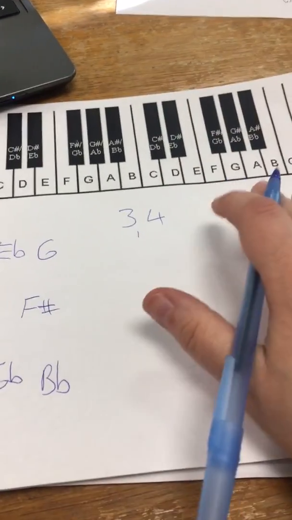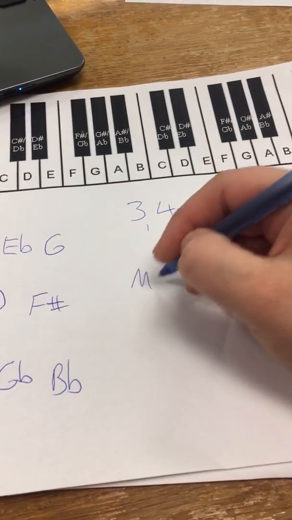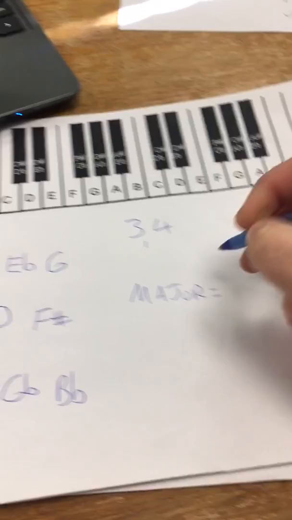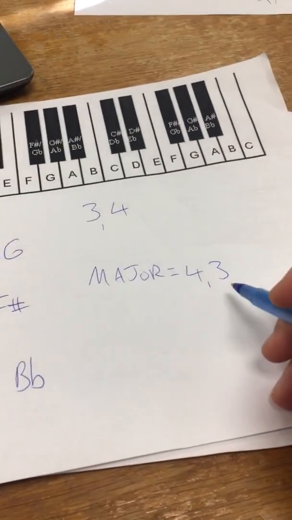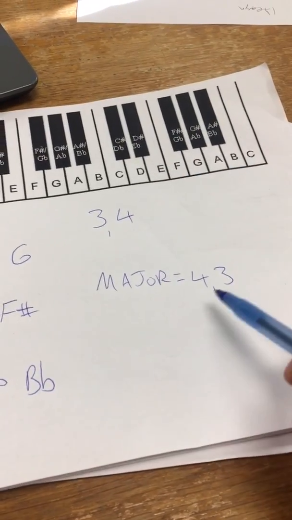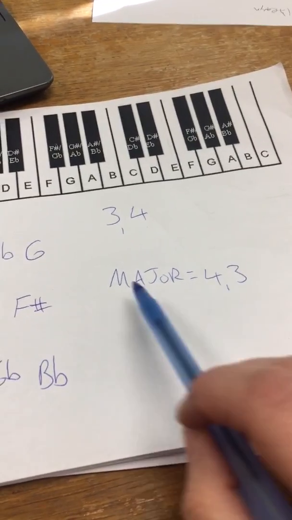This is opposite of what we did yesterday. When we worked yesterday, we did a major chord. A major chord has a different pattern. For a major chord, you count 4, then 3. For a minor chord, you do 3, then 4. It's a small difference, but when you play it on the keyboard, it's a huge difference to your ears.